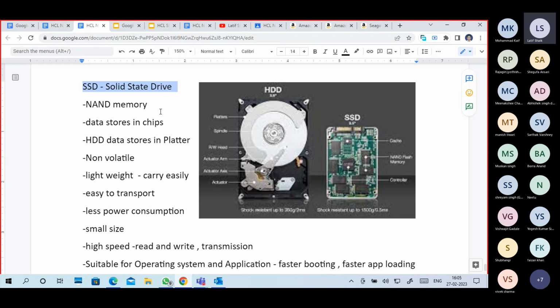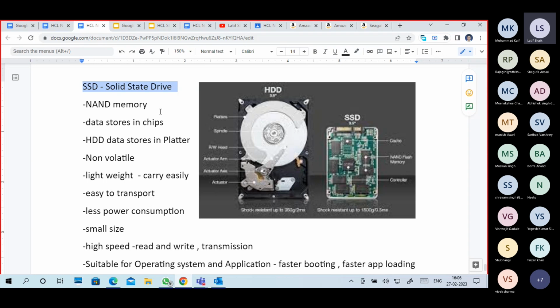In pen drives, memory cards, and SSDs, data is stored in chips. That's why it is called NAND memory. Of course, hard disk or SSD, all these are non-volatile memories. Hard disk, SSD, pen drive, memory cards, external hard disk, these are all non-volatile. What is non-volatile? Even if the power is off, data remains in the drive.